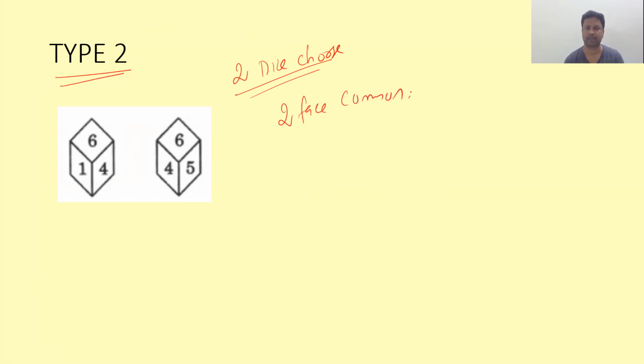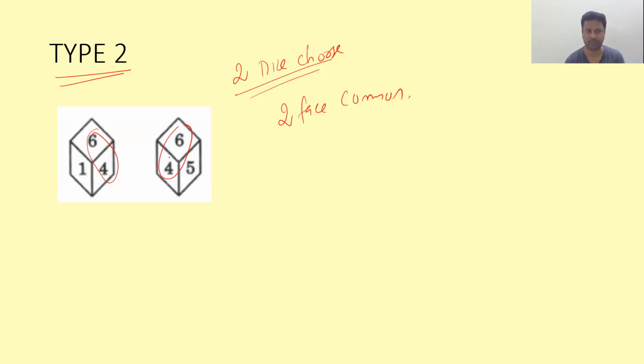Okay, that is important. Type number 1 means one face common. Type number 2 means two faces common. So here in these 2 dice, what is common? 6, 4, 6, 4 are common. Correct? So this is type number 2's first step: you want to choose 2 dice which have two faces in common. So 6, 4, 6, 4.